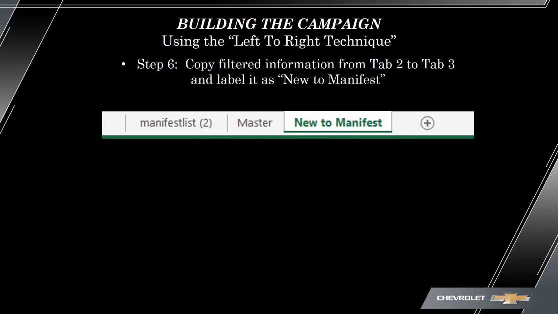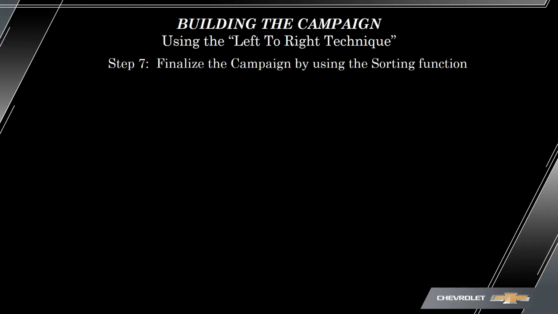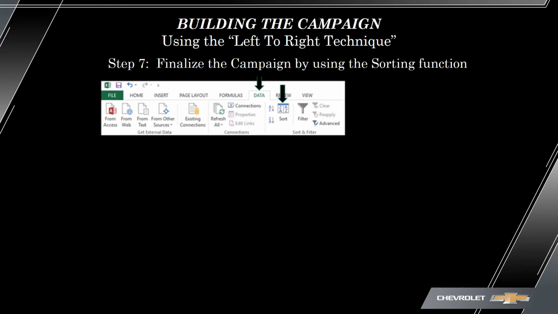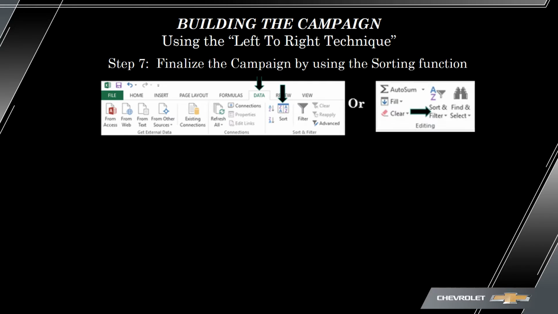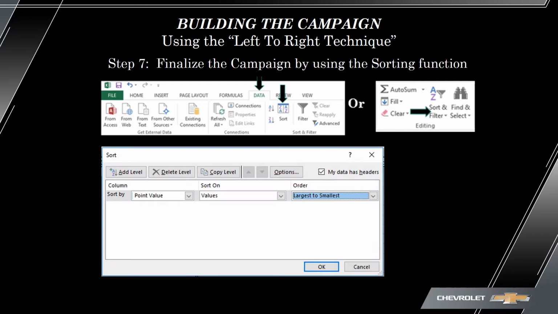Once you do that, copy the filtered information from tab 2 to tab 3 and label it as new to manifest. Finalize the campaign by using the sorting function. You do that very similar to how you did the filtering function. Go to the top left, again hit data, except this time you'll hit sort, or to the right, again go to sort and filter. In this case, you would select the sort option.